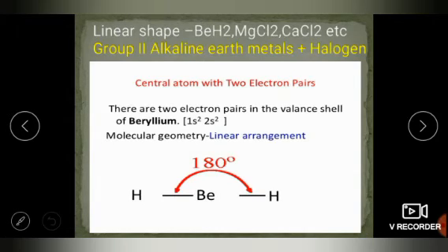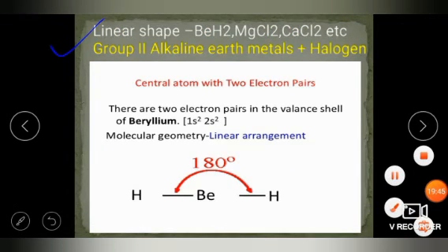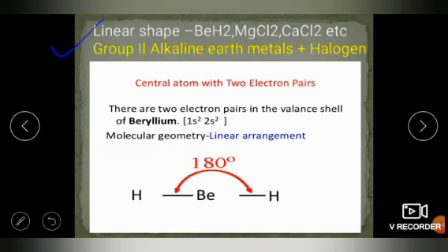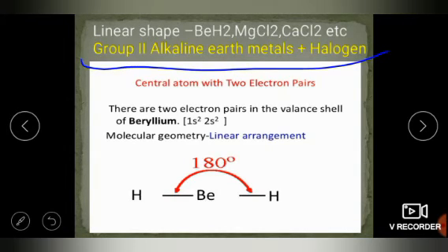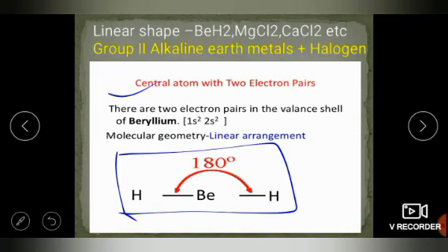So one by one there are 4-5 shapes. The first shape is linear shape. Linear shape occurs in these formulas: beryllium hydride, magnesium chloride, calcium chloride. Generally this linear shape is formed by group 2 members, alkaline earth metals, with halogens. The central atom has 2 electron pairs. There are 2 electrons in the valence shell of beryllium, like 1s2, 2s2. So we take these 2 electrons, making 1, 2. Hydrogen also has 1 electron. So this will form this type of shape, which is called linear shape.